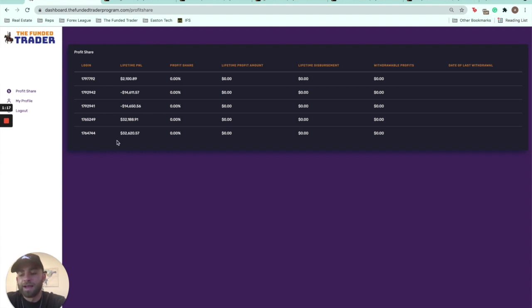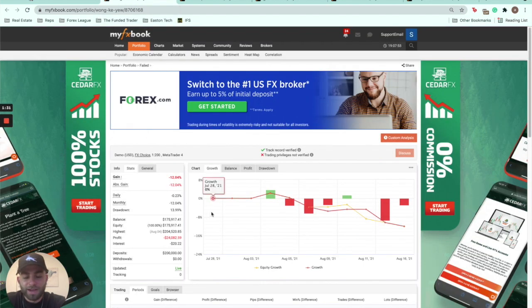So let's go ahead and dive in to these other accounts and actually get into some mistakes that these people could have avoided to make sure that they actually passed their challenge or qualified for a retry. So account number one right here, let's just start off looking at the account equity. So at the moment, you can see we're down at 12.4%. So this account has just failed the overall drawdown.